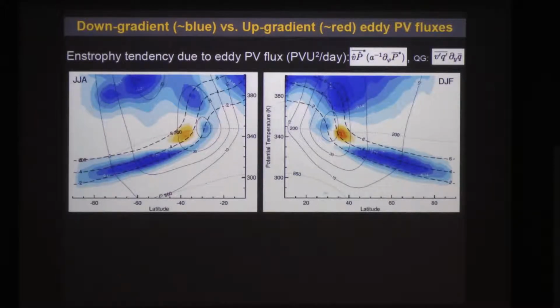Sure enough, this is mostly blue. That should be the first thing for you to see. This is mostly blue, and blue means negative values.